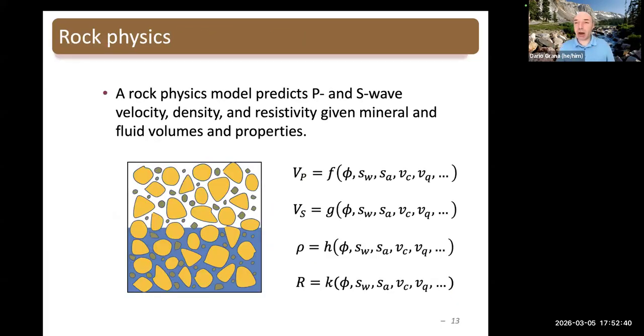So let me talk a little bit about rock physics. We're going to talk a little bit about the physics, and then we move into the inverse problem, or the mathematical methods that are used to solve the inverse problem.